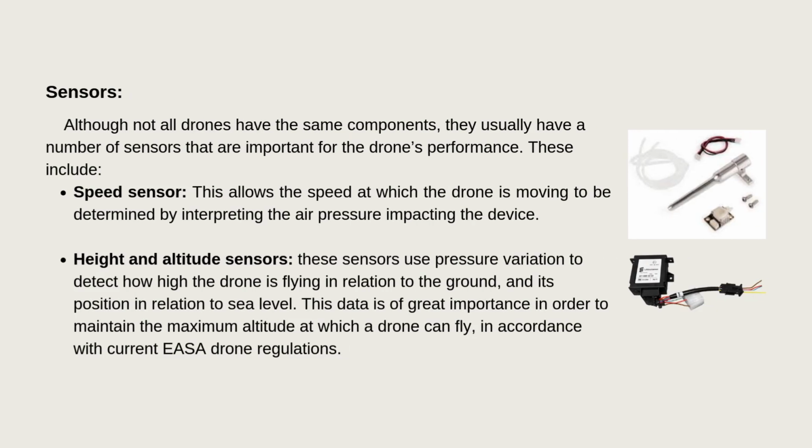Sensors. Although not all drones have the same components, they usually have a number of sensors that are important for the drone's performance. These include speed sensor. This allows the speed at which the drone is moving to be determined by interpreting the air pressure impacting the device. Height and altitude sensors. These sensors use pressure variation to detect how high the drone is flying in relation to the ground and its position in relation to sea level.